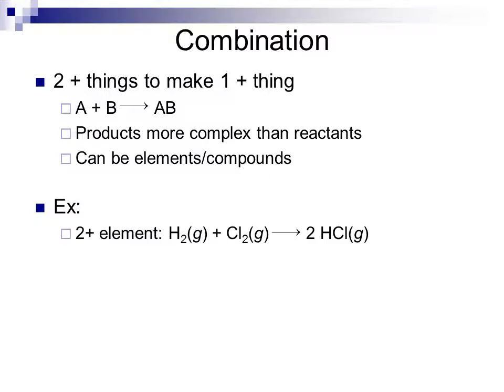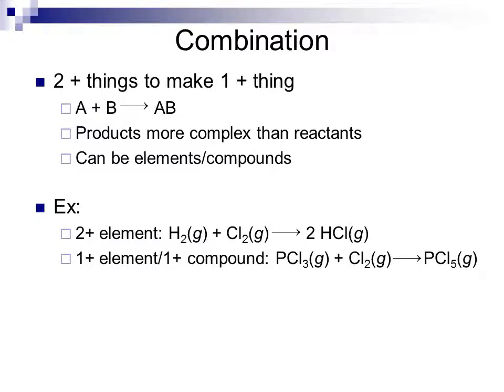For example, we can have two or more elements combined to make a compound, for example, hydrogen and chlorine to make hydrogen chloride. We can have an element and a compound combined to make a larger compound, like phosphorus trichloride combining with chlorine gas to make phosphorus pentachloride.